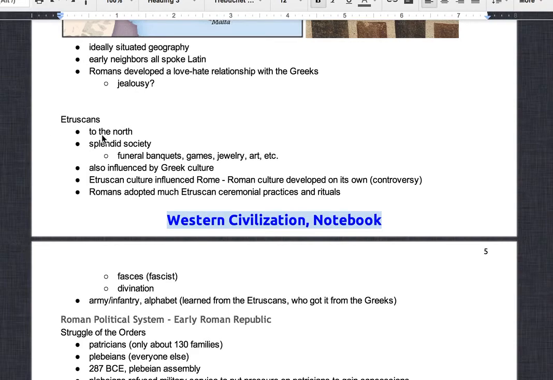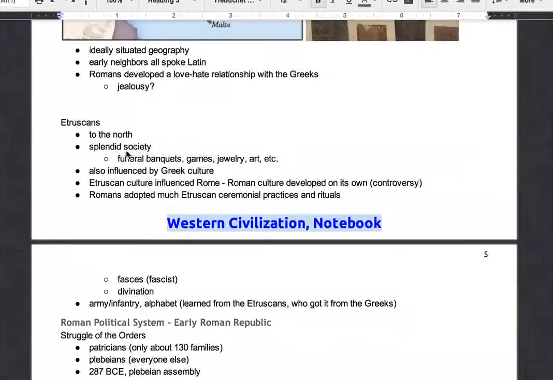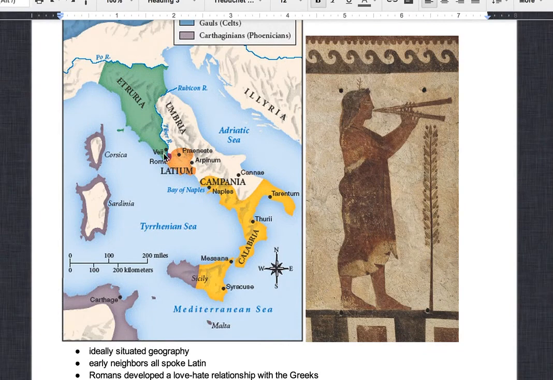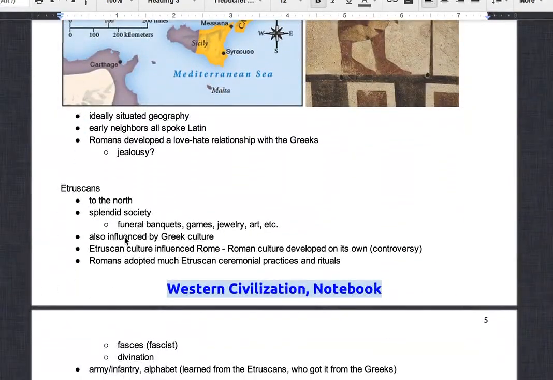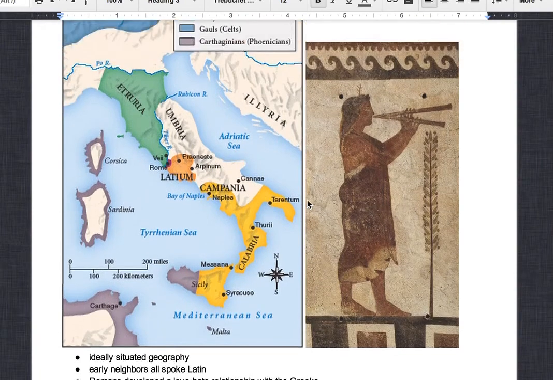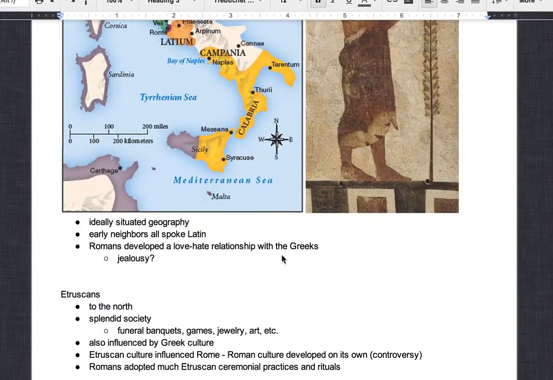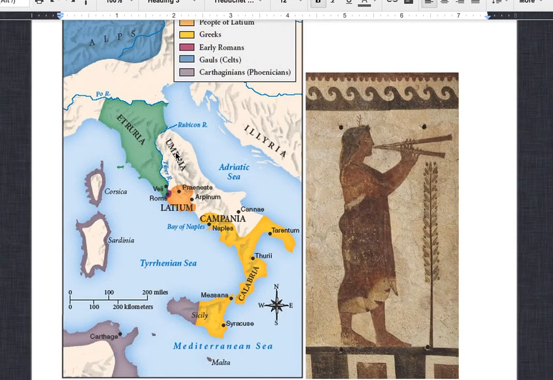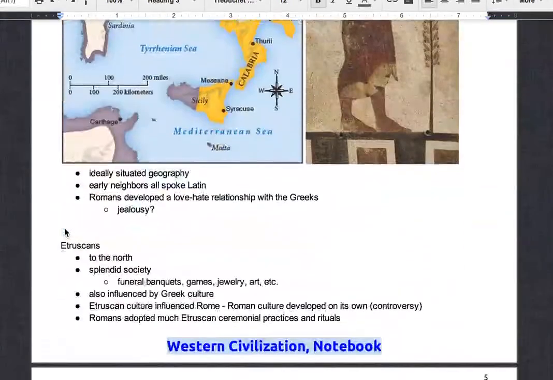Anyway, the Etruscans were to the north, a very splendid society, very elegant, really in many ways a grander society than Rome in these days. The Etruscans influenced Roman culture. The idea of funeral banquets, games, sporting events, the jewelry, the arts, etc., very greatly influenced early Roman culture. So here's an example of Romans absorbing culture from the north. Again, on their way to becoming what we had said in class is a really truly multicultural society.